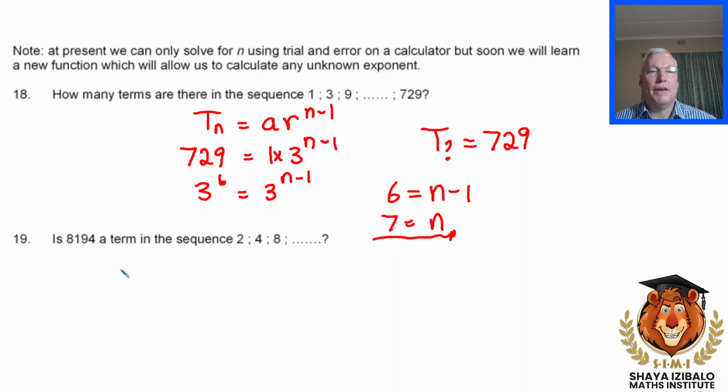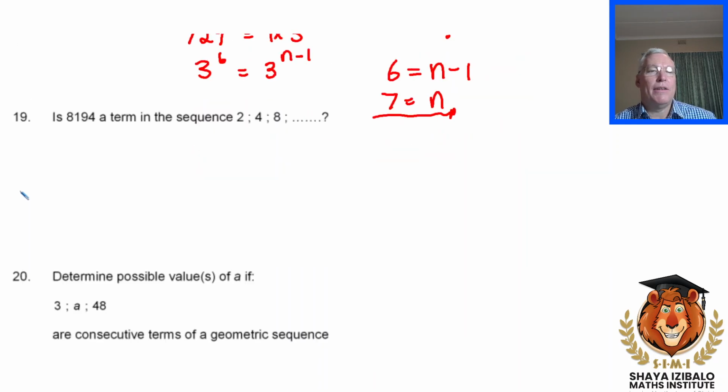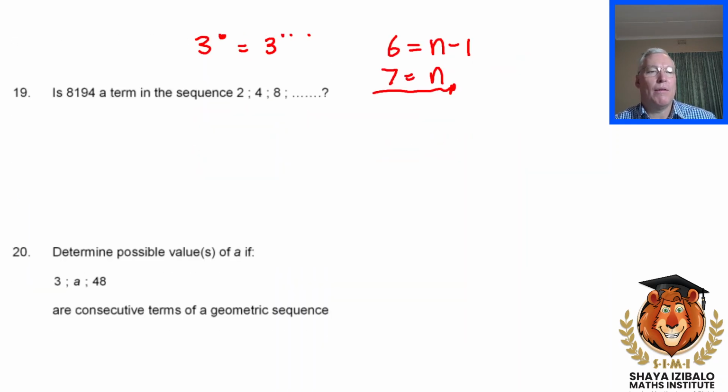Okay, right. We hope you tried number 19 as well, so we will go over that one. Is this thing a term in the sequence? Let's see if we can have a look at this. Once again, let's write down our formula. Tn is a r to the n minus 1.